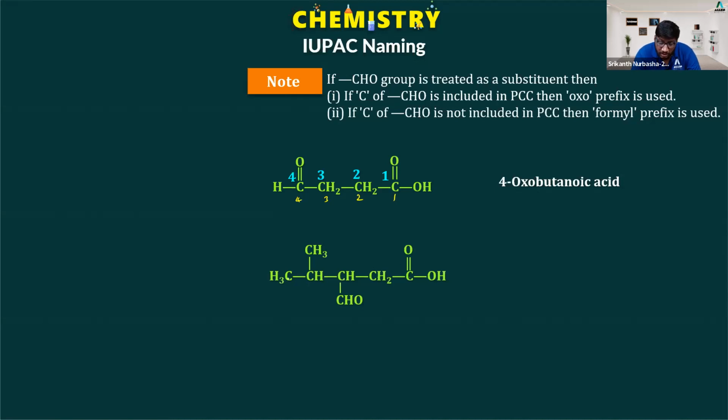If it is a 5 carbon long chain, the CHO is just a substituent. So on the third position you have formyl. Numbering has to be given in this direction, 1, 2, 3, 4, 5. Third position you have formyl now because the carbon of CHO is not included in the parent carbon chain. It is just present as a substituent. So third position you have formyl, fourth position you have methyl. F comes first before M based on alphabetical order. So 3-formyl, 4-methyl pentanoic acid, right? 3-formyl, 4-methyl pentanoic acid. That's the right name.